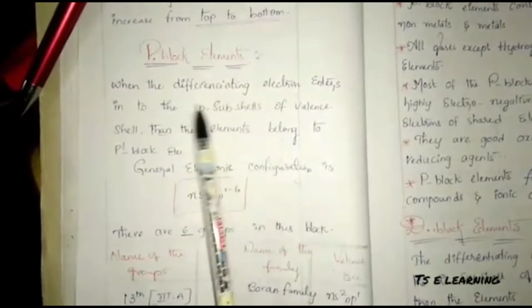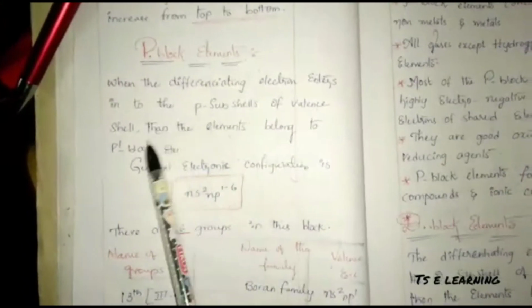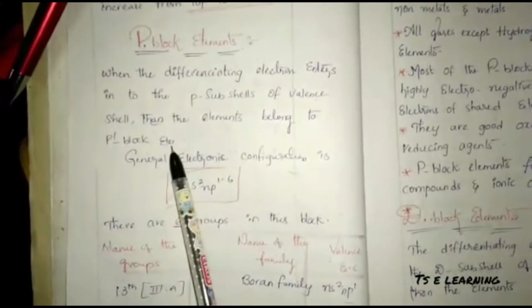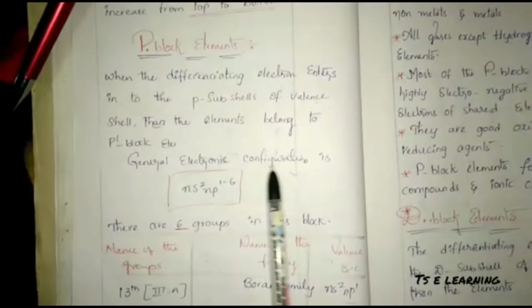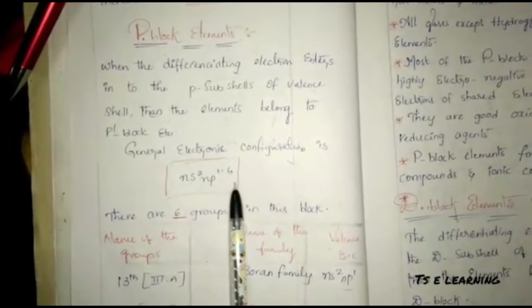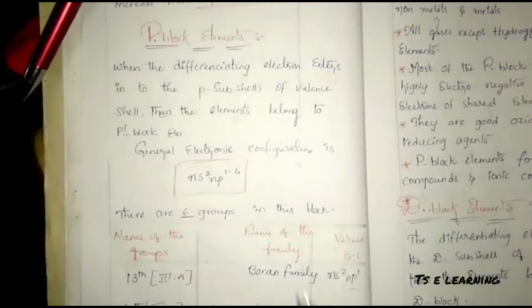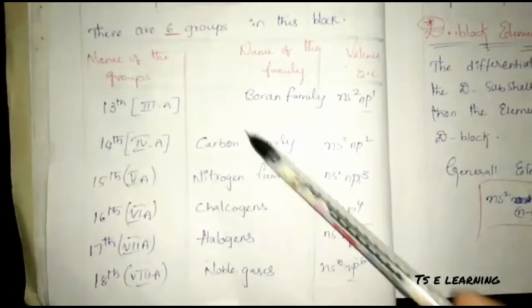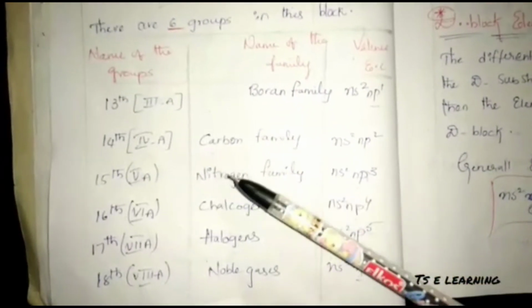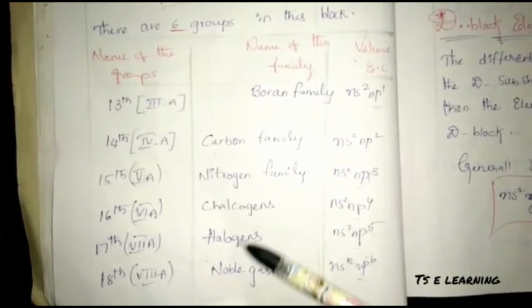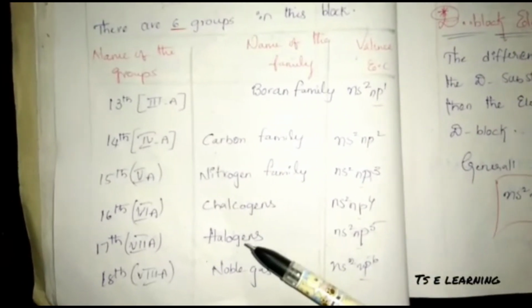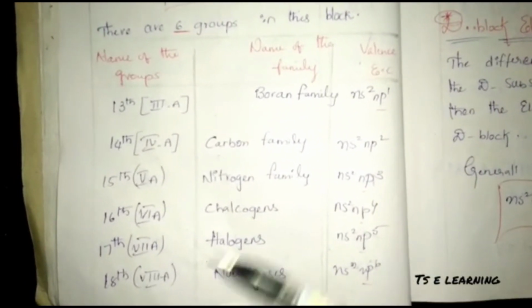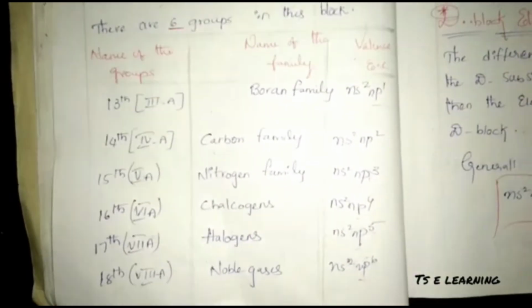When the differentiating electron enters into the P subshell of the valence shell, then the elements belong to P block. The general electronic configuration is ns2 np1 to 6. So there are 6 groups in this block. Here I am showing you a table with the name of the groups and name of the family: 13, 14, 15, 16, 17, 18 respectively: boron family, carbon family, nitrogen family, chalcogens, halogens, noble gases.